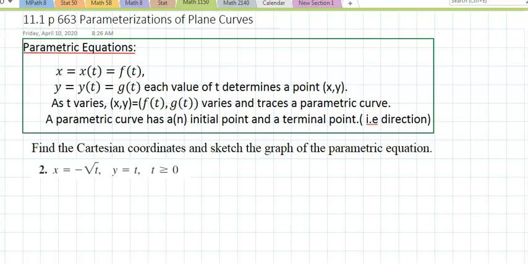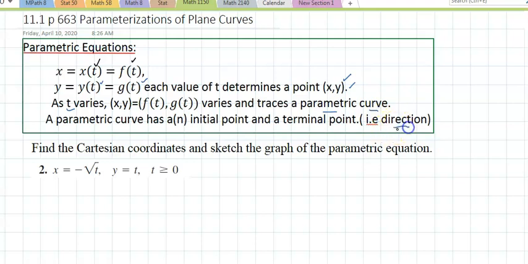Section 11.1 is on page 663, and it talks about parameterization of plane curves. We start off with a definition of a parametric equation. A parametric equation is an equation in which x is defined as a function of time and y is defined as a function of time. Now, for each value of t that you pick, you generate a rectangular coordinate point (x, y), and as t varies, you're going to pick different values of x and y, and hence you are tracing the parametric curve.